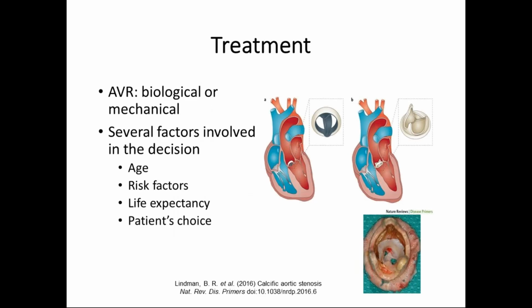So treatment involves basically two types of replacement, mechanical or tissue valve. A mechanical valve mandates lifelong anticoagulation, whereas a tissue valve does not. However, tissue valves are prone to a degenerative process. Therefore, the selection of either a mechanical or tissue valve relies on different factors, such as the age of the patient, the different risk factors, life expectancy, and obviously, after informed consent, the patient's choice. Next slide.